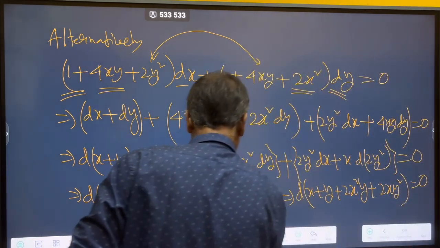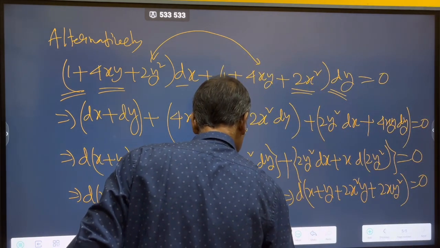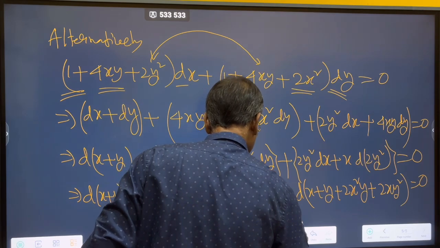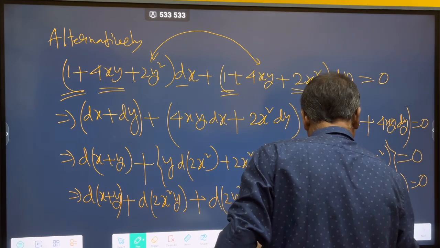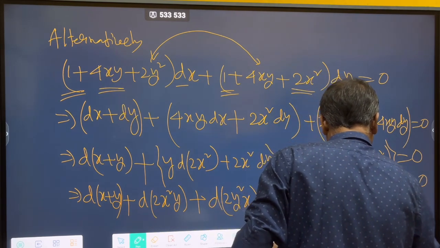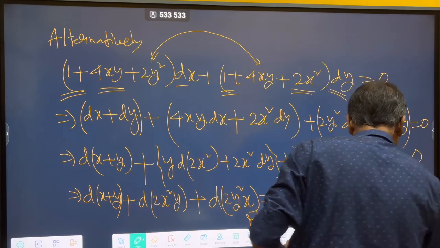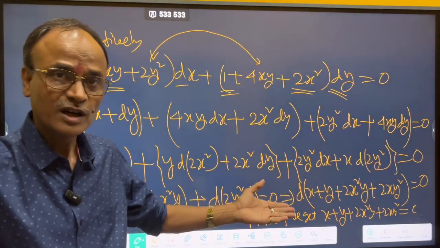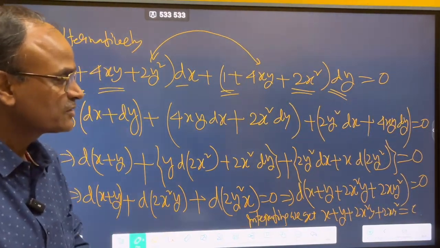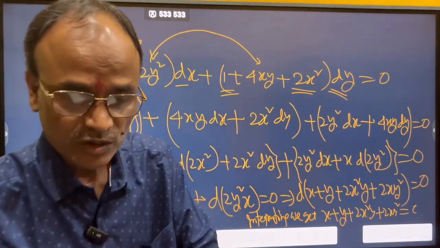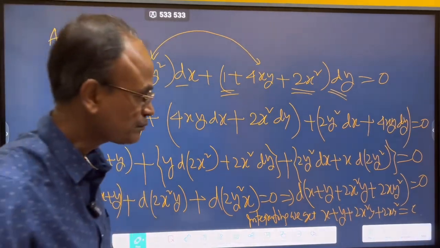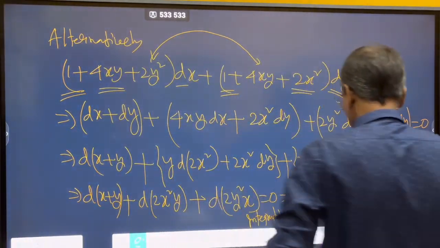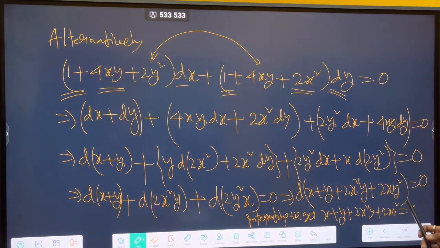Integrating we get x + y + 2x²y + 2xy² = c. This is the answer. You have got the same answer. Therefore, we have solved two problems today. Let us take another problem.